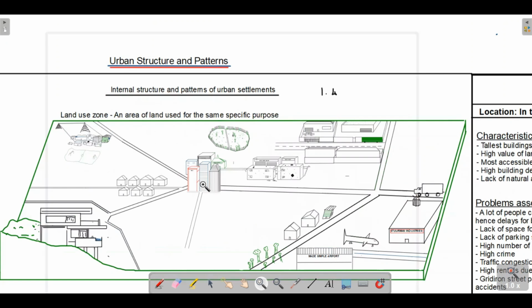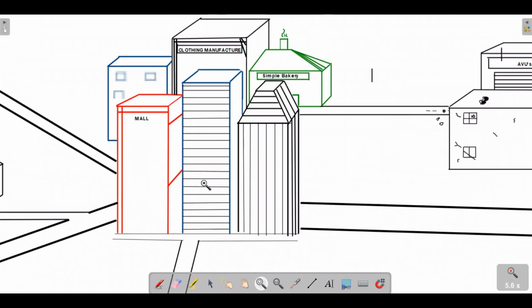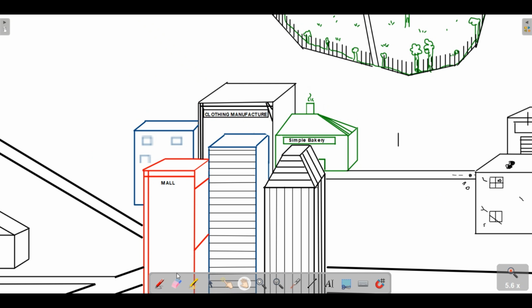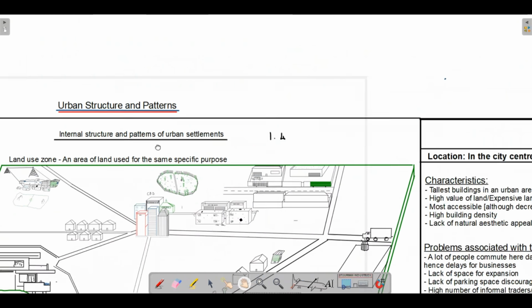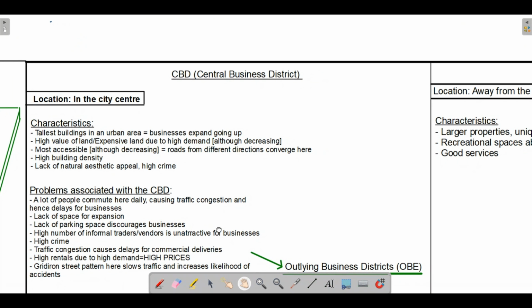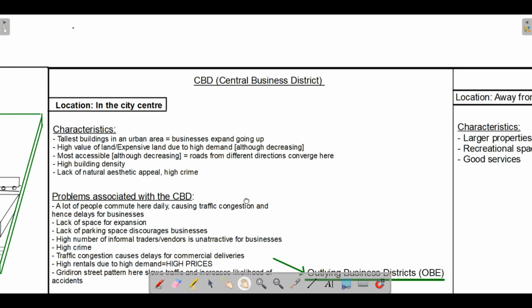The first one is found right in the center of the urban area. That's the first type of land use zone, and we call that the CBD, guys. CBD is an acronym. It stands for Central Business District. This is the only land use zone that is found in the city center, or at the center of the urban area, and it is where a lot of commercial activities take place.